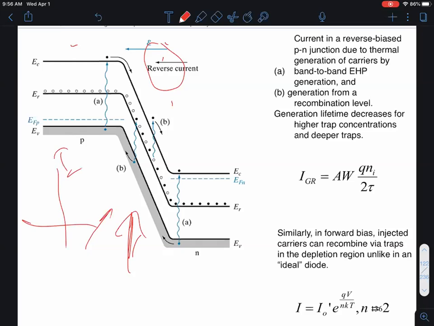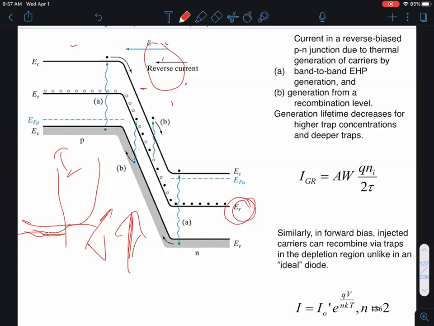Let's look at the IV in reverse bias. That's forward bias, reverse bias. We said that it's a voltage independent current, right? That's only true in an ideal diode where there's no generation recombination within the depletion region. Okay, in a practical device, if I have defects, that can give rise to energy levels at these recombination sites, which are called ER.